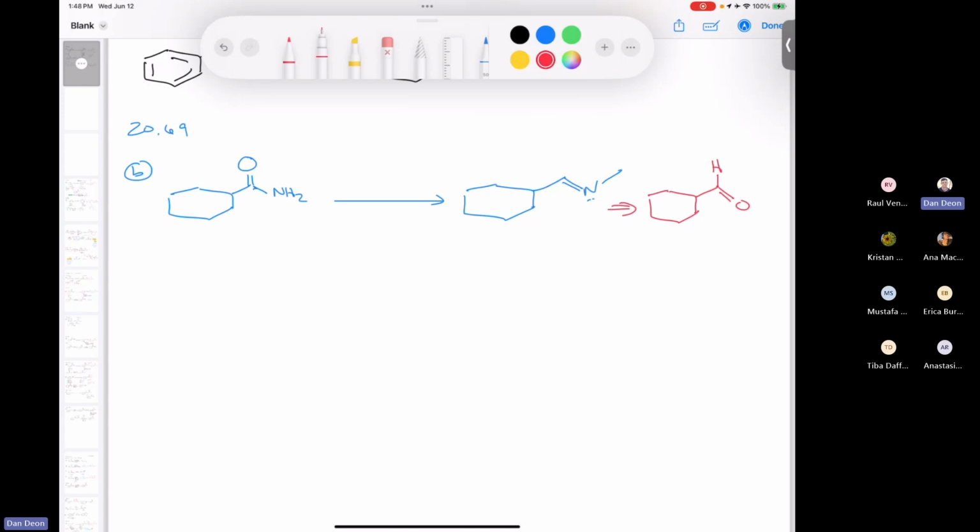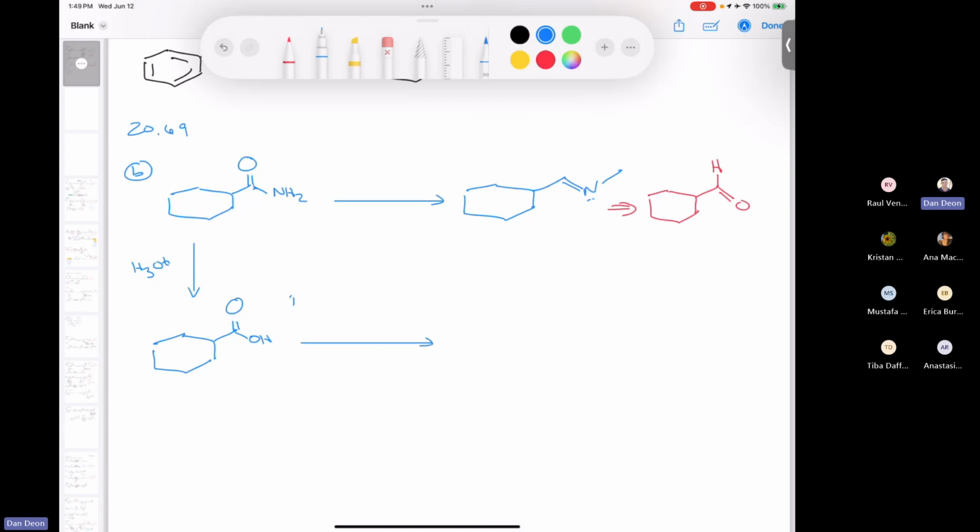Okay, so now we know that we could make the aldehyde from the carboxylic acid, and we know we can hydrolyze the amide down to a carboxylic acid. So if we just take this and treat it with aqueous acid, that's going to give us the carboxylic acid. And if we have the carboxylic acid, again, we could reduce that with lithium aluminum hydride, and then we could oxidize it back up using PCC or a Swern. So that's one way.